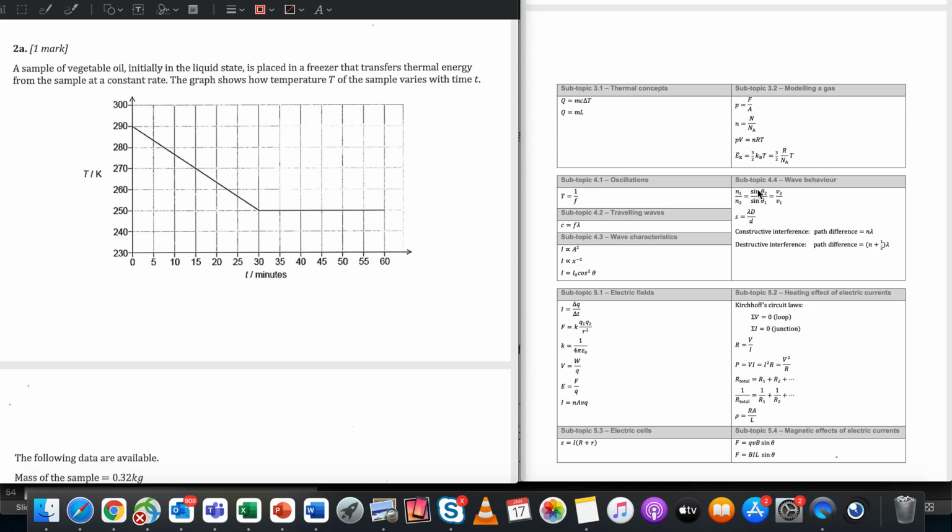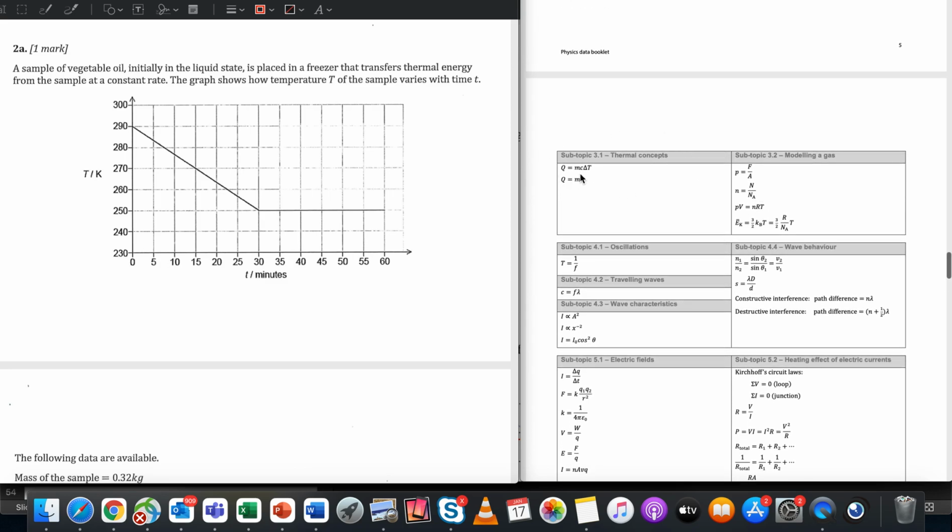Thermal physics, so we'll just have a look at our thermal physics concepts. Okay, we've got equations for heat, energy, and also some equations for our ideal gas. These are the ones that we're looking at in this question.